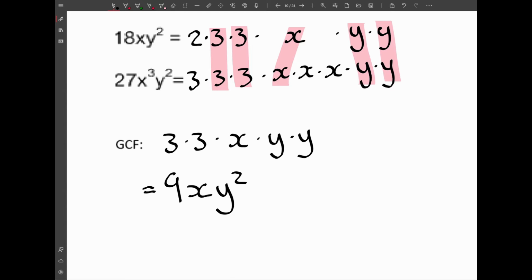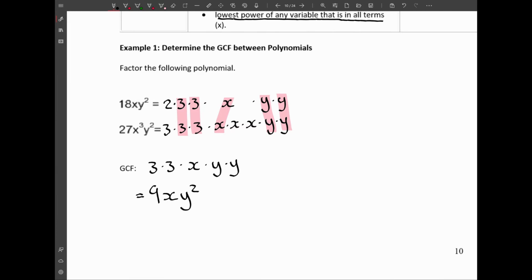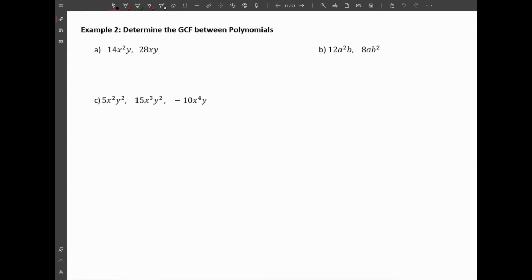squared. That's our GCF. So if you ever have a really hard time figuring out the GCF just by looking at it, you could always go ahead and break it down like that and find all the common pieces that way. All right, so we're going to find the GCF of these three different sets of polynomials.